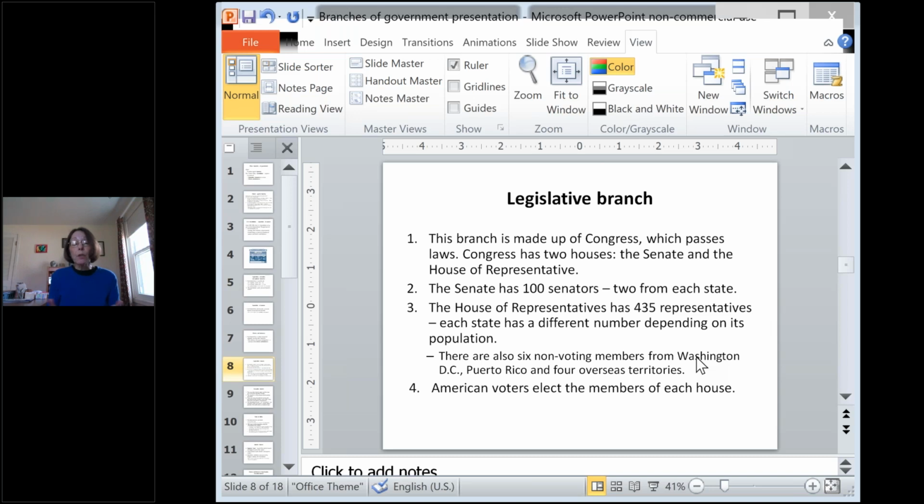There actually are also 6 non-voting members, like Washington, D.C., where the representative cannot vote. There's also 1 from Puerto Rico, and then the U.S. actually has 4 overseas territories, such as Guam and the U.S. Virgin Islands. So American voters, like I was just saying, elect the members of each house.